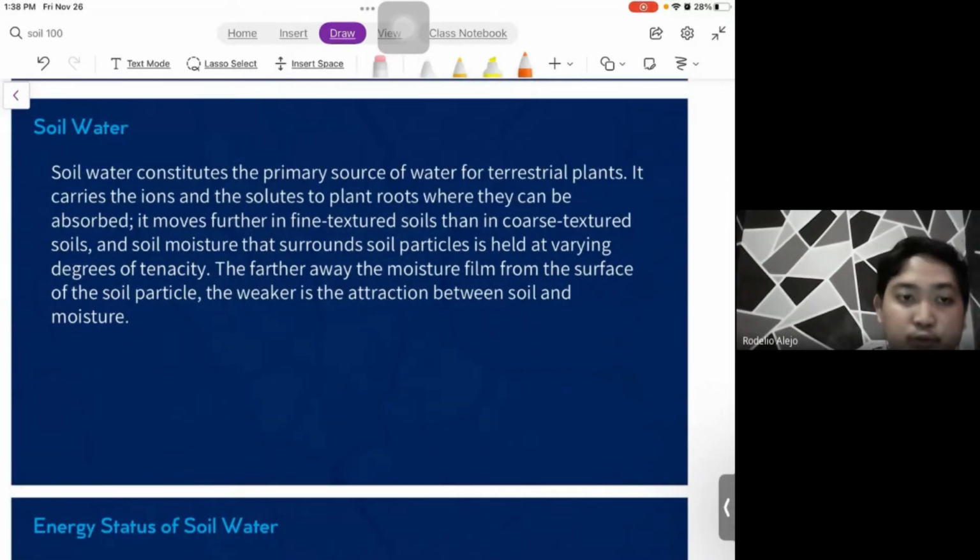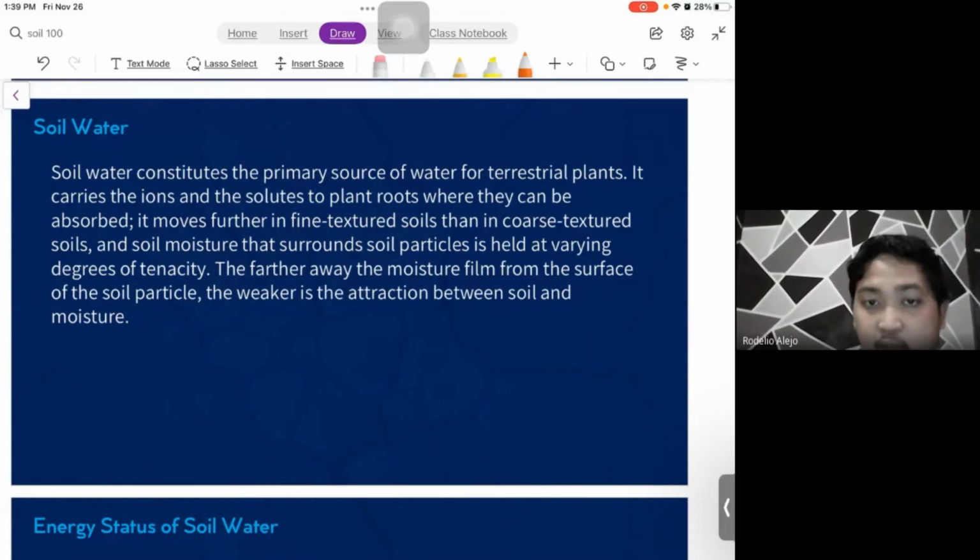Then soil water. Soil water constitutes the primary source of water for terrestrial plants. Yung water natin sa soil is ito yung pinagkukunan ng water ng ating mga terrestrial plants. Hindi naman sila kukuha ng water doon sa surface. For example, may baha, yung baha na yan, kayang i-absorb ng halaman? No. It must be first stored in the soil, then karaniwan yung plants natin kumukuha ng water in the soil. Okay? It carries the ions and the solutes to plant roots where they can be absorbed. Just like I said earlier, the nutrients are first dissolved in the soil solution bago makuha.